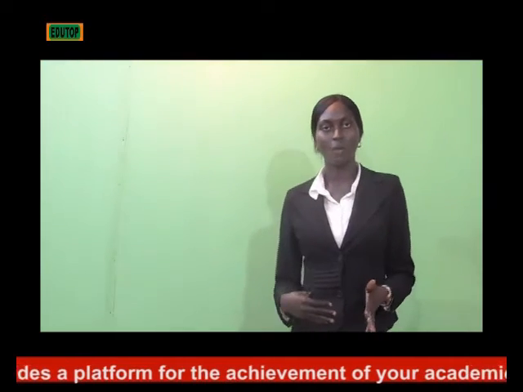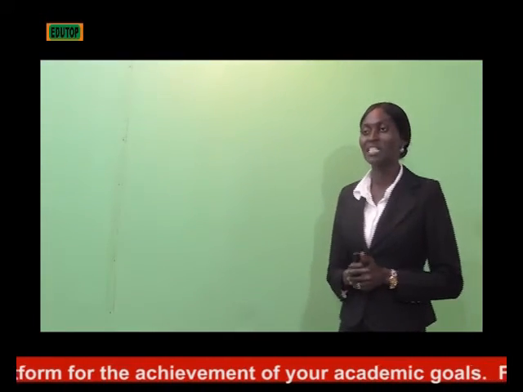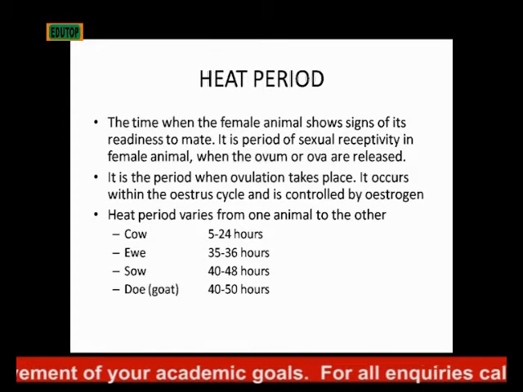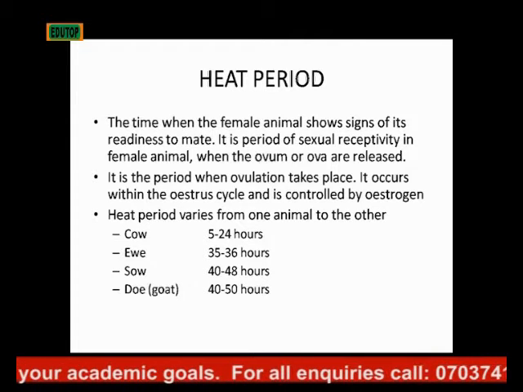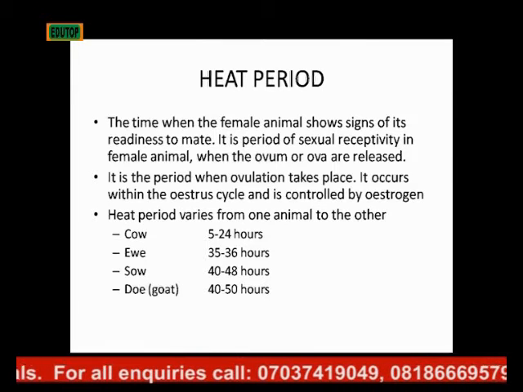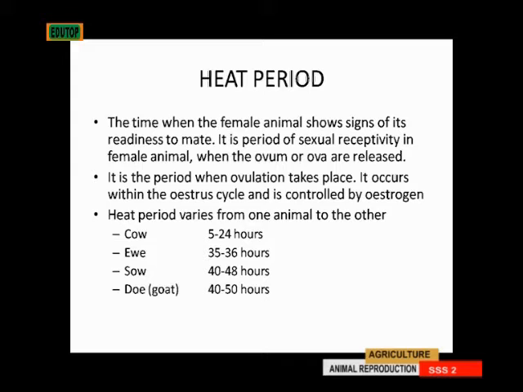Then the next term I'll be defining is the heat period. The heat period is the time when the female animal shows signs of its readiness to mate with the male animal. It is the period of sexual receptivity in the female animal when the ovum or the eggs are released. It is the period when ovulation takes place. It occurs within the oestrous cycle and is controlled by estrogen. Heat period also varies from one animal to the other.